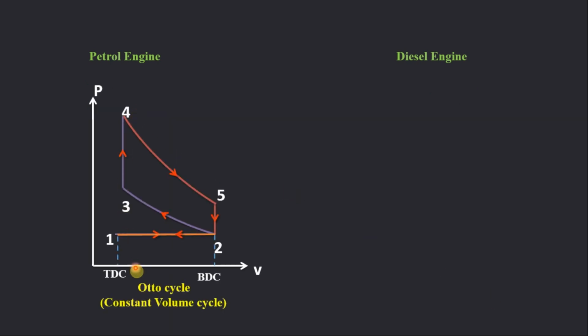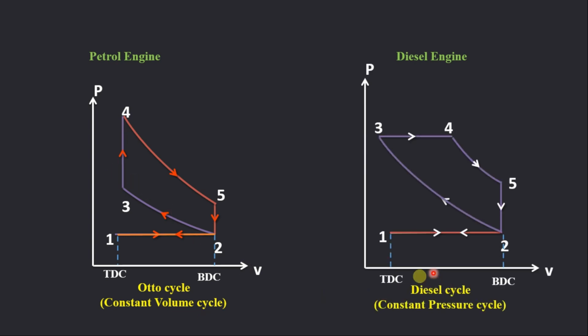A petrol engine works on the Otto cycle or constant volume cycle. We are supplying the heat in this process 3 to 4, which is constant volume, while a diesel engine works on the diesel cycle or constant pressure cycle.